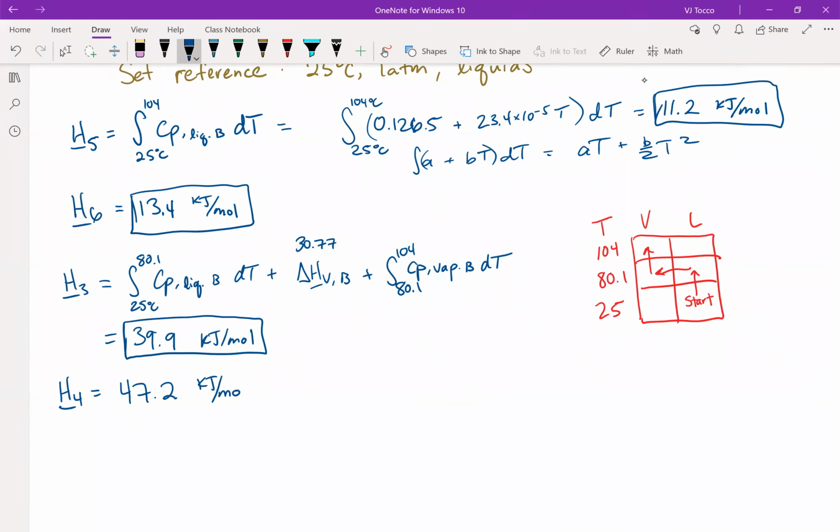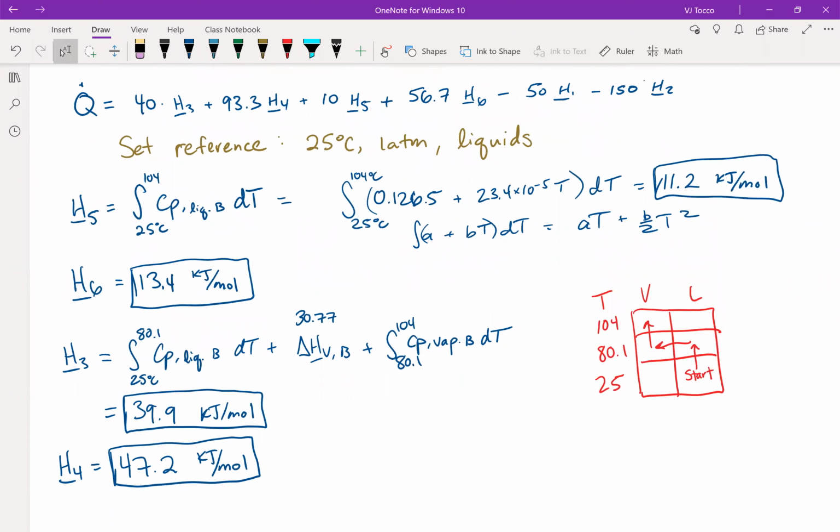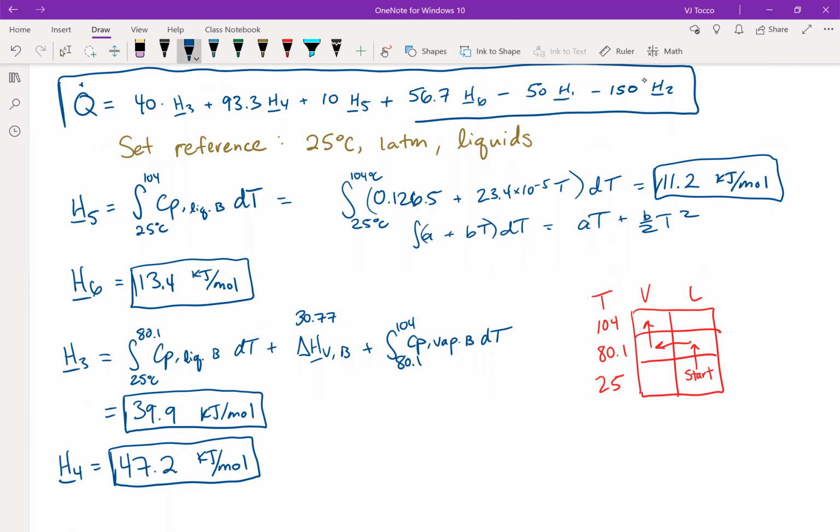Once again, I encourage you to go through and do this on your own to make sure that you know how to do it. All right, now I've got my molar enthalpies. Last thing to do is to plug them into my Q equation and solve. When I plug in these molar enthalpies, I'm going to get moles per minute times kilojoules per mole. That's going to give me kilojoules per minute, which is an awkward unit. So I'm just going to calculate my Q in kilojoules per minute, and then a more convenient unit to convert that to is kilowatts.